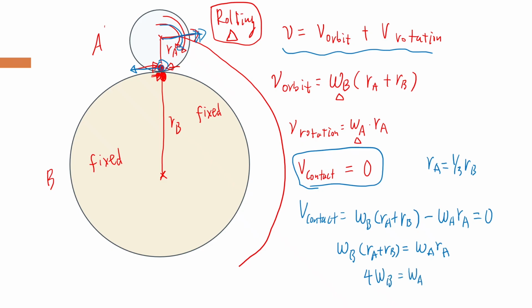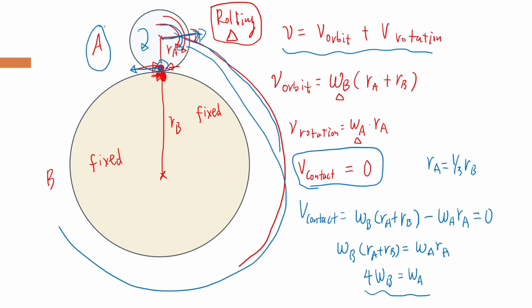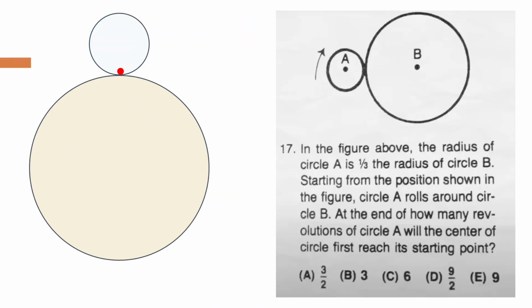So what does it mean? That means circle A self-rotates 4 times faster than the orbiting angular velocity of A with respect to B. If A rolls around B for 1 revolution, A itself should self-rotate 4 revolutions. As a result, for question 17, the correct choice should be 4 revolutions, and all these 5 choices are wrong.